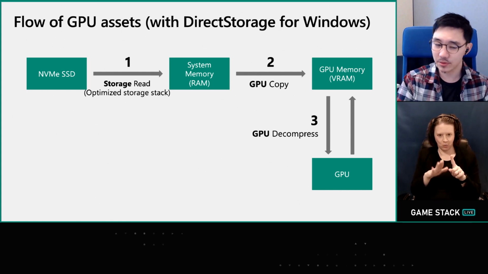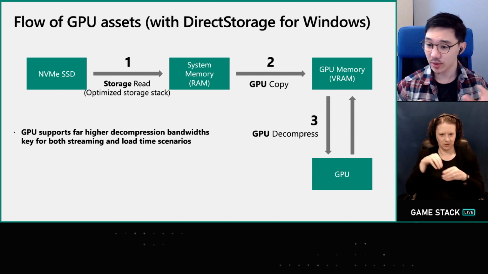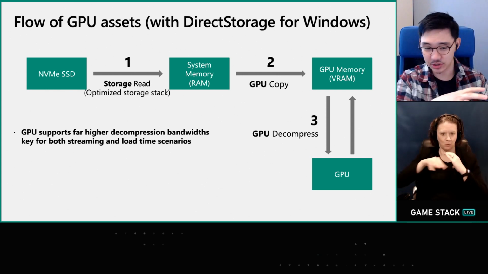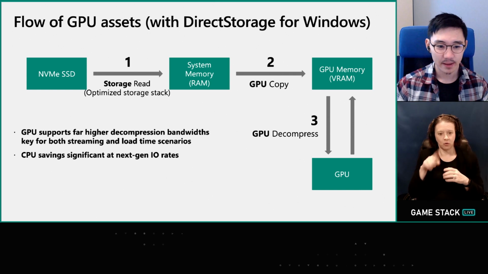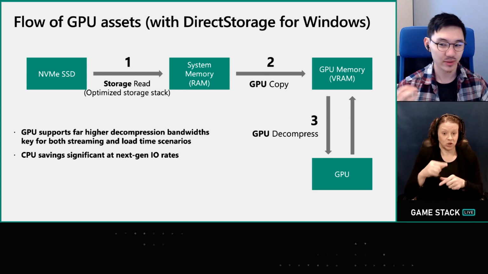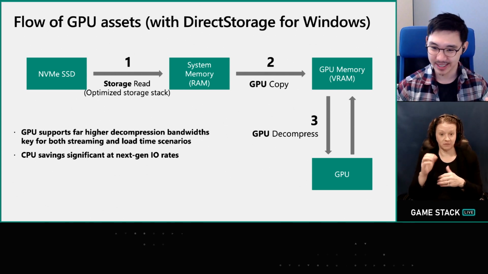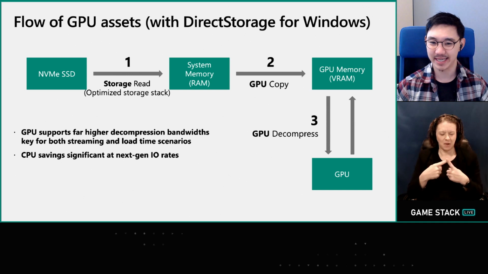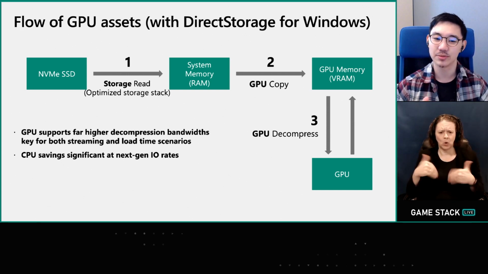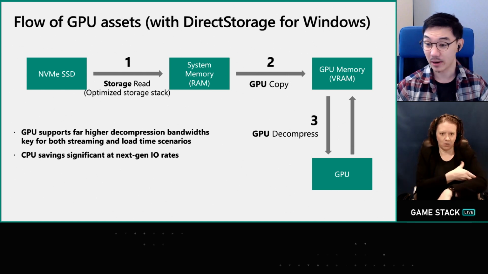And so a couple of reasons why we want to do that. One, with the right decompression algorithm, the GPU actually supports far higher bandwidths for decompression, key for both scenarios of texture streaming and load time. The CPU savings are at next-gen I/O rates, so we're talking gigabytes a second, are really, really big. When we're talking about decompressing, say, 2, 3, 4 gigabytes a second, the CPU cost is extremely high, so you really want that higher decompression bandwidth on the GPU so that you're not bound on CPU.